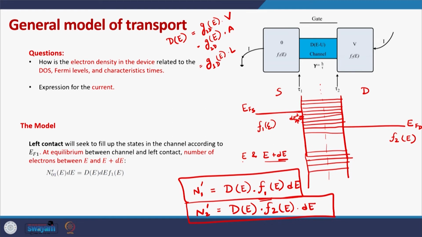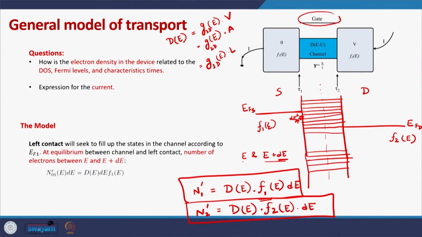is the number of electrons in energy range E to E plus dE when the channel is only connected to the source. N2 prime is the number of electrons in the energy range E to E plus dE when the channel is only connected to the drain contact. But in our 2 terminal device, please ignore this gate terminal here. For the moment, let us assume that the third terminal is not there and we only have a 2 terminal device. In the 2 terminal device, both contacts are connected simultaneously.